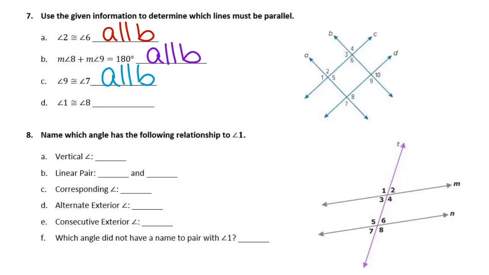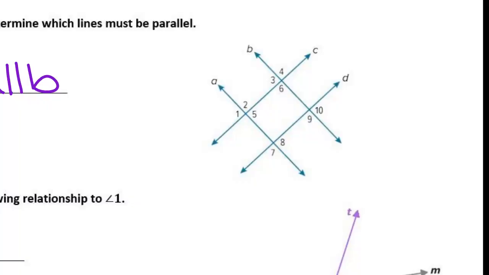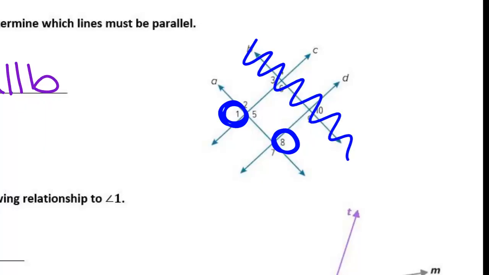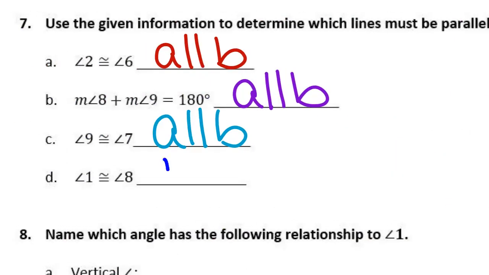And finally, we have 1 is congruent to 8. Here's 1. Here's 8. What's the transversal that connects them? A. Which line does not touch either one? B doesn't touch either one. So which lines would have to be parallel? C and D.